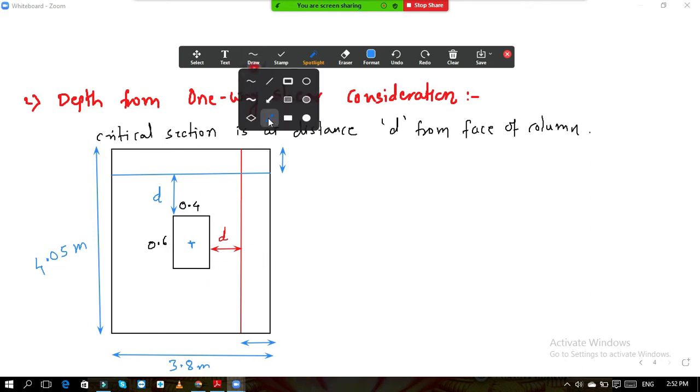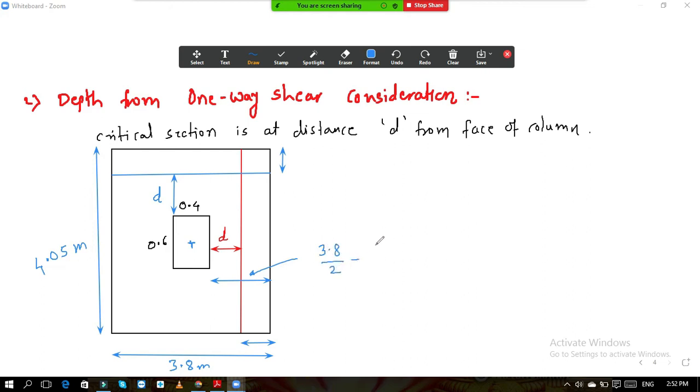Okay, so I will mark over here. I am talking about this total distance, and how much it is. If you want to calculate this distance, then it is 3.8 by 2 minus 0.4 by 2. Okay, 0.4 by 2. So how much it is?